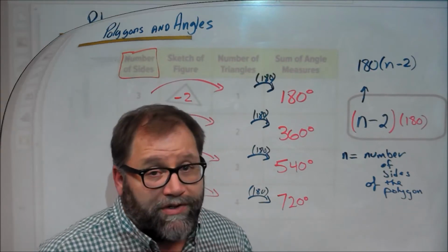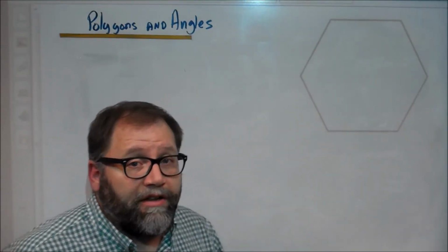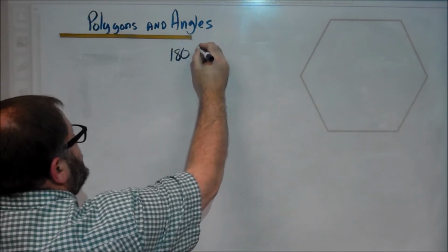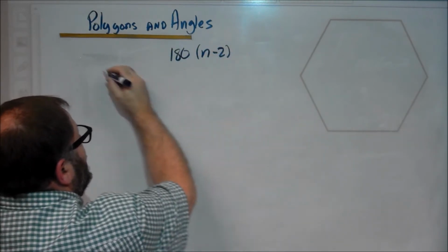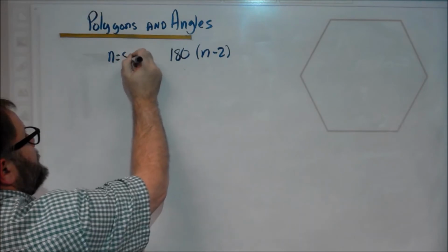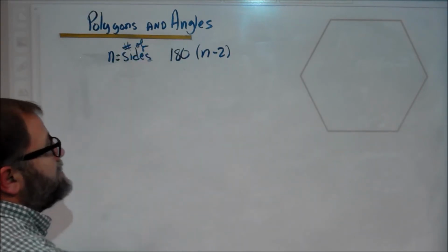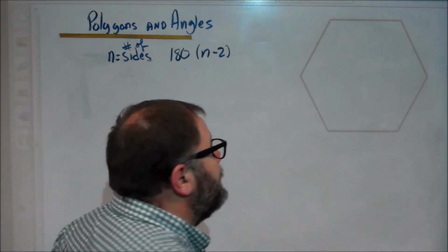Let's look and see what that looks like. First thing, let's write the formula that we're going to use. We're going to use 180 degrees times n minus 2, and what we know is that n is equal to the number of sides. How many sides do we have?